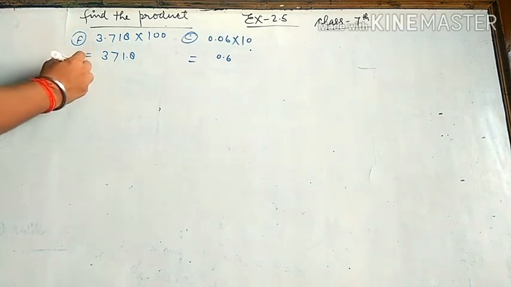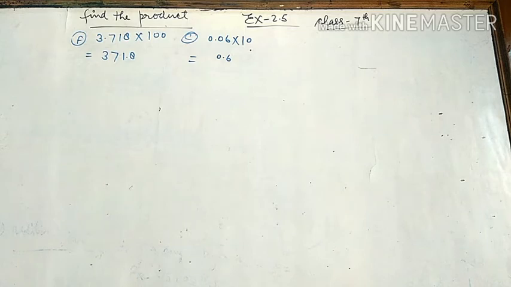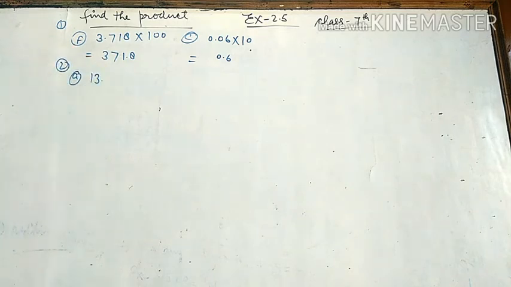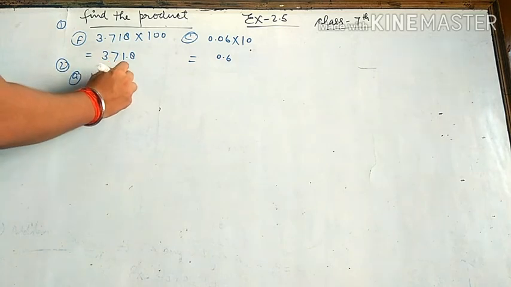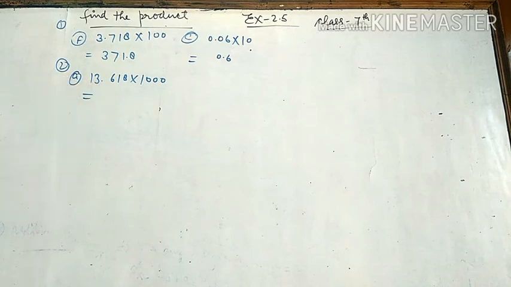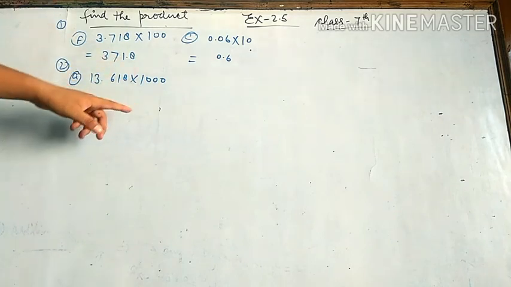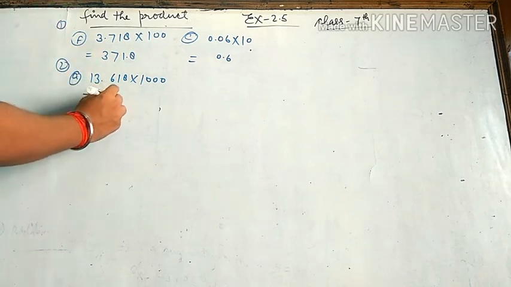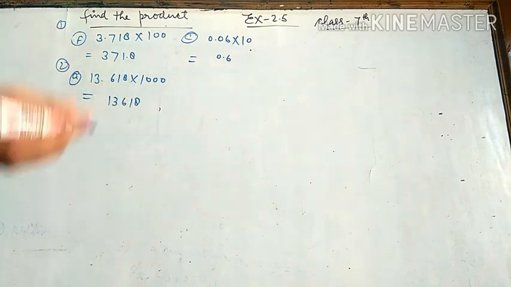Next, these were question number first, and now question number second. Multiplying by 1000 and 10,000. 13.618 multiplied by 1000. So what to do? Just shift the decimal 3 places. 1, 2 and 3, which means the decimal will be at the end. This is your answer.